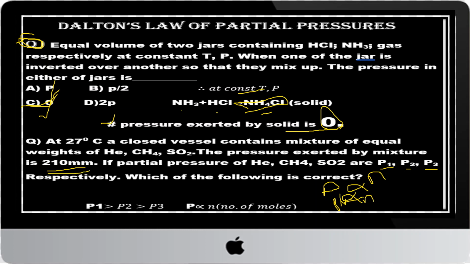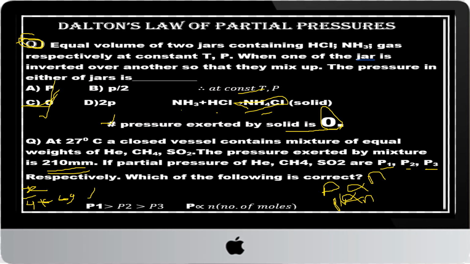Let us assume some constant equal weight X and substitute the weights here. First one is helium, that's 4. Methane 16, sulfur dioxide 64. Substituting this, we get 1 by 4, 1 by 16, 1 by 64. Then 1 by 4 is the highest value, which means P1 is the highest.